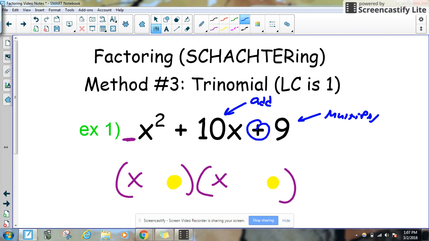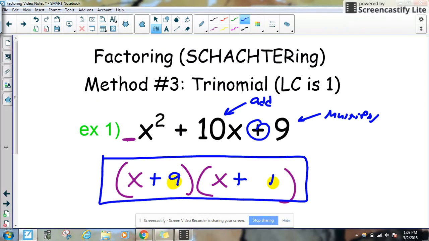And since we know the two numbers have to add together to give you a positive, they certainly both couldn't be negative, because two negative numbers would not add together to give you a positive. So double plus yields double plus. So now, what two numbers multiply to 9 and add to 10? Well, 9 and 1, of course. The only other option was 3 and 3, and that wouldn't work because 3 plus 3 would give you 6. So this is the correct factored form.